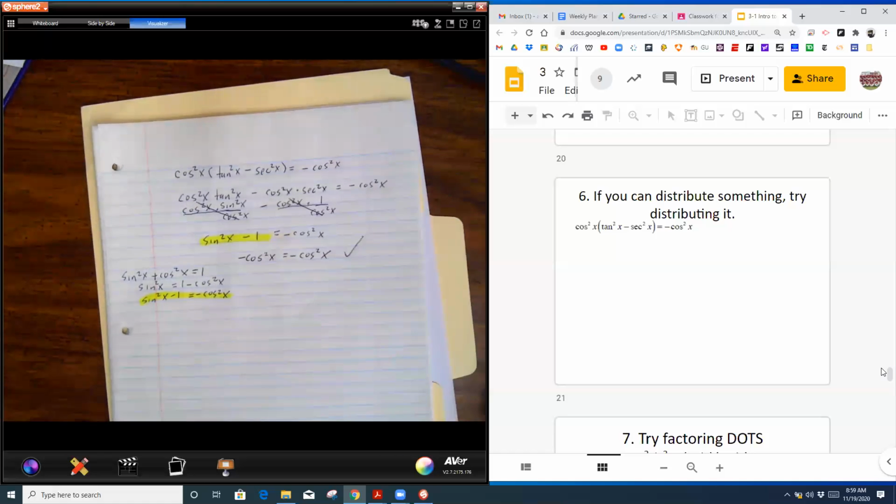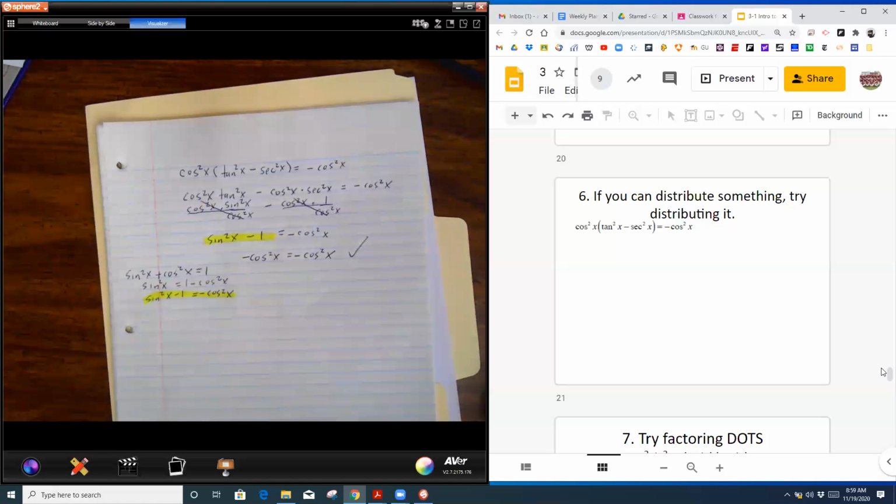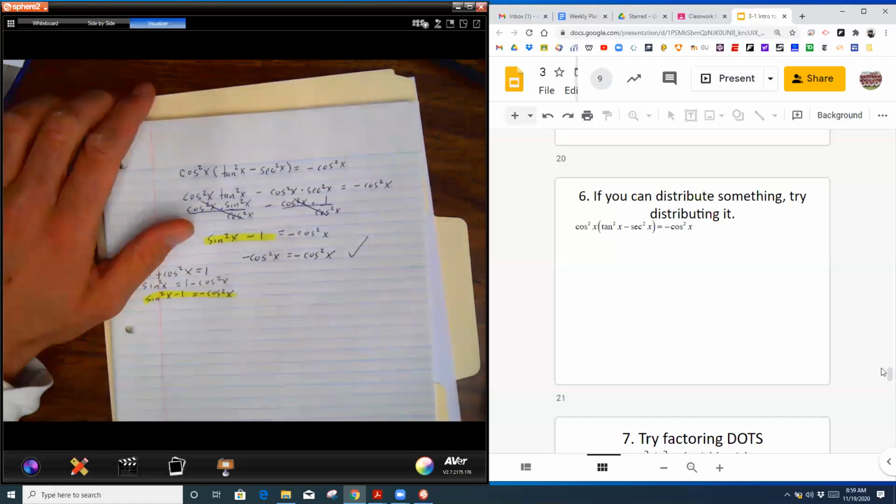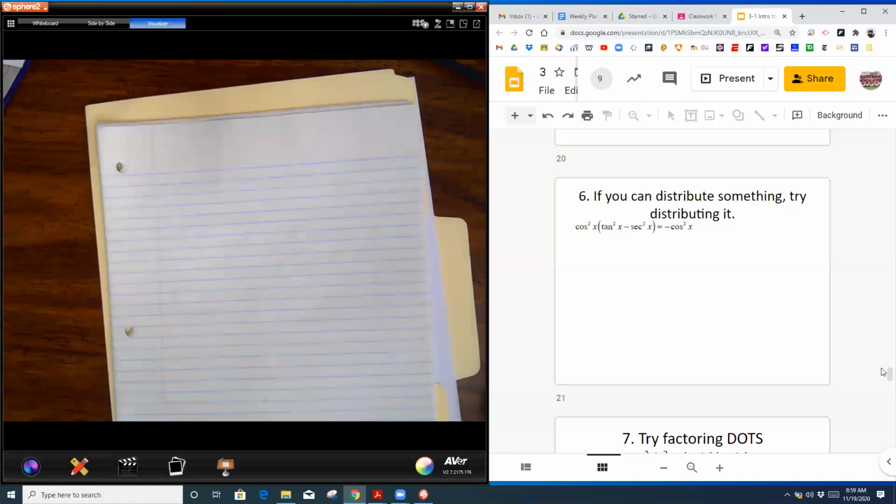And there you go. So that's your 6th guideline. All right, if you could distribute something, try distributing it. All right, and now the opposite of distributing or multiplying is factoring. So now we're going to try our 7th guideline. If you have a difference of 2 squares, try to factor it.